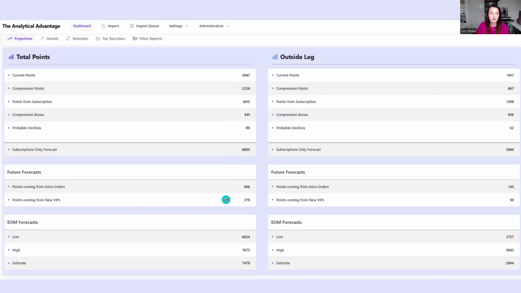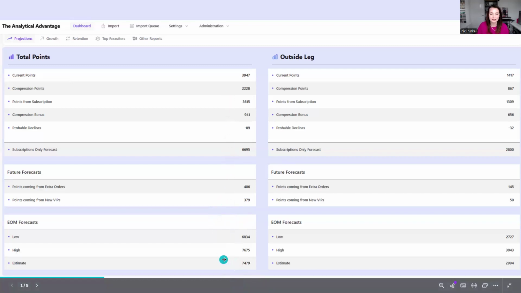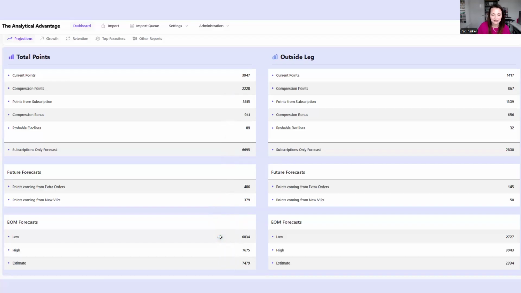And then we also have points from new VIPs, and this is also based on last month. So between whatever date this was uploaded to the end of the month, we're guessing you're going to have another 379 points coming from new people. And based on these numbers is how we end up with your estimates. And I give you a low, a high, and just an estimate. So that estimate is 74.79.